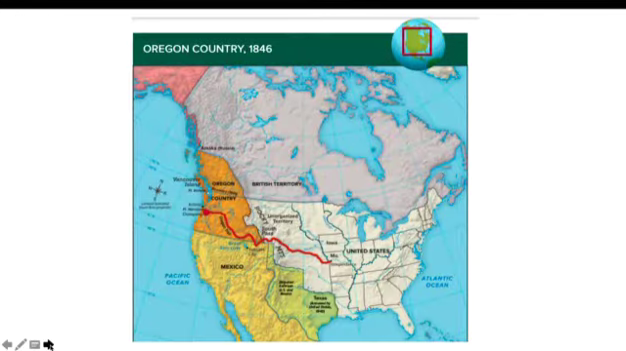Hopefully you've read Chapter 11, Lesson 1, and we're going to go ahead and go through a basic recap of that section, which is all about Oregon. So Oregon country. Now let's take a look at this map. This map is also in your textbook in Chapter 11. You can see here's the United States, and it shows Oregon country in 1846.